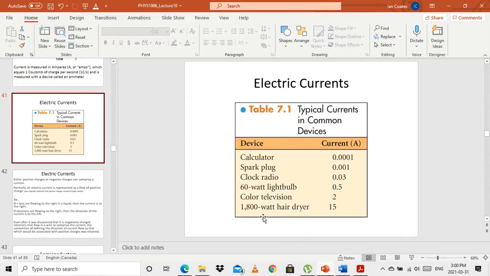Electric currents, typical currents of common devices: calculator, not much. Spark plug. A 60-watt light bulb has a current of half an amp. An 1800-watt hair dryer will have more. So you see these here. You can see the relative scale of how much current actually flows through a calculator. Pretty small.